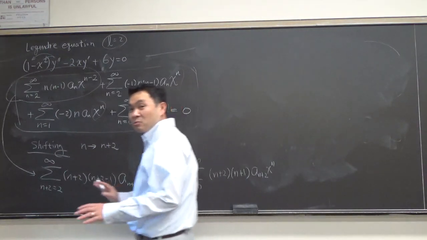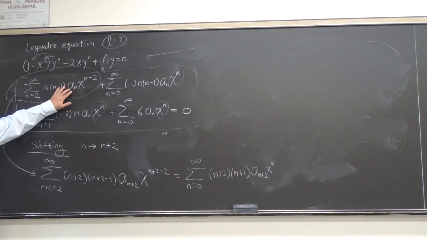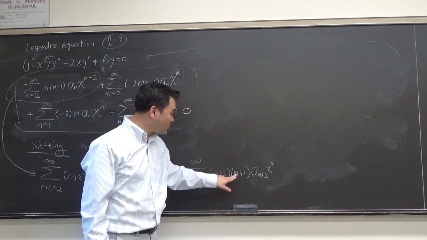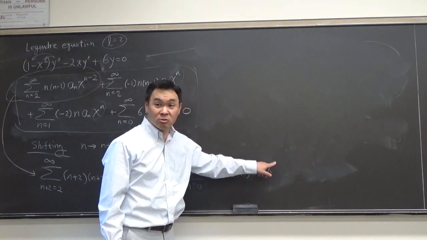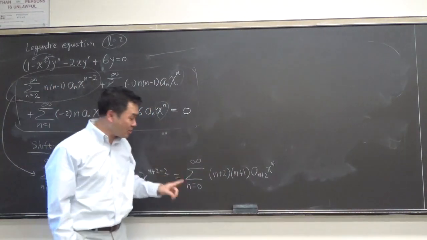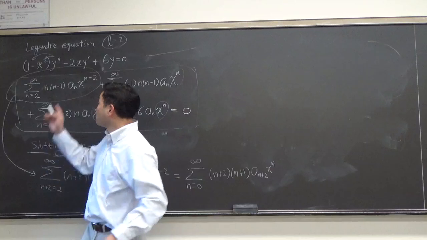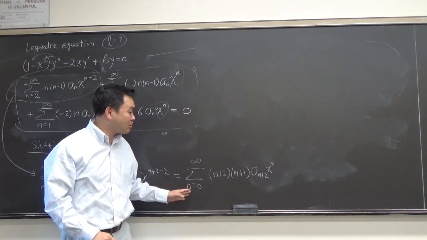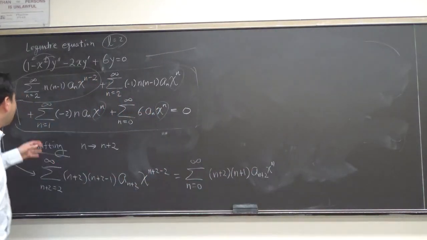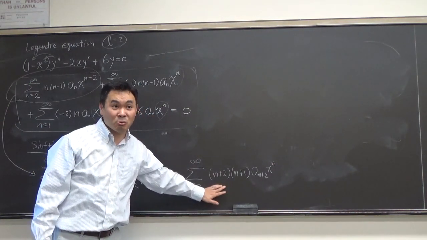Now, why does shifting work? You have to spend some time to check this. If you plug in 2 into here, you get 2 times 1 times a_2 x to the 0th power. If you plug in 0 here, you get (0 plus 2)(0 plus 1) a_2 x to the 0th power. You get the exact same thing. Plugging in 2 into this expression is the same as plugging in 0 into this expression. Plugging in 3 is exactly the same as plugging in 1, and it goes on and on. So if you write the series explicitly, you get the same thing as you would get if you write this one explicitly.